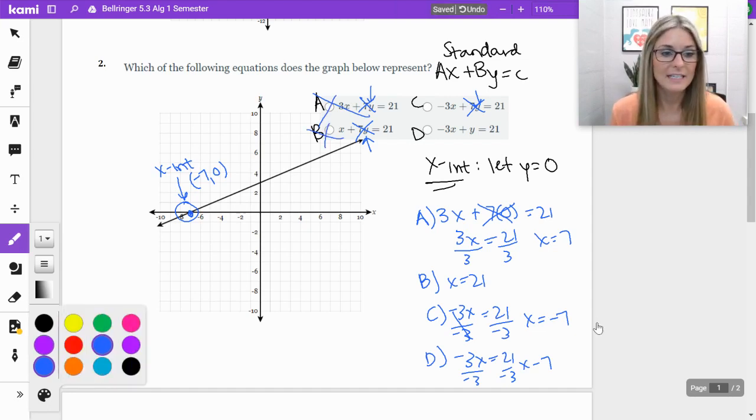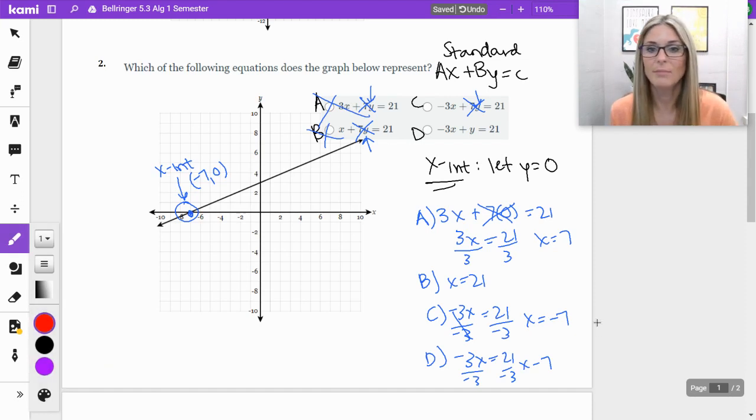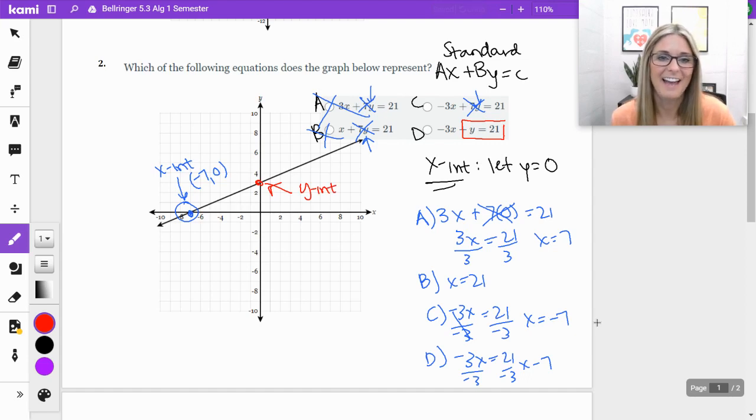So second thing I need to check is my y-intercept. Now, I'm jumping right here to D and look at that. Our y-intercept of 21? I don't think so. Y-intercept right here, that is 0, 3. It's a 3.